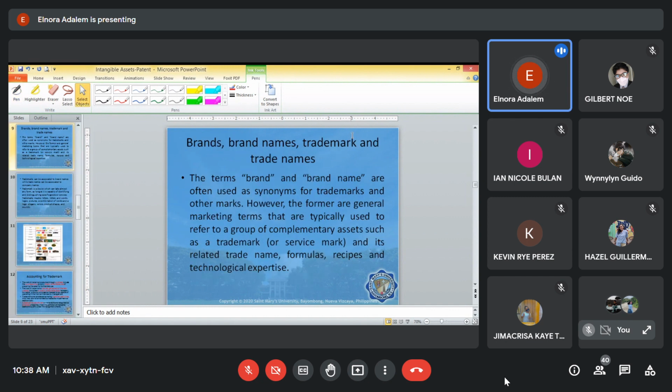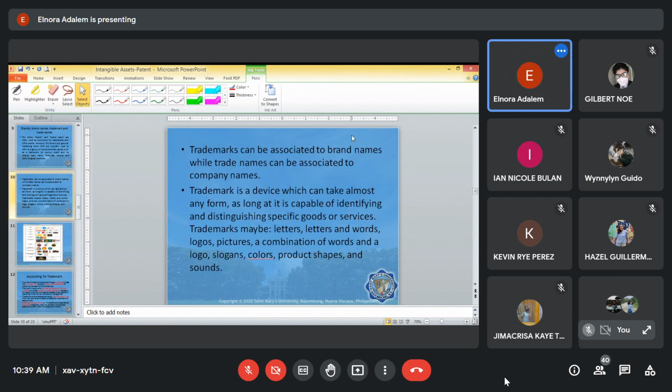So brands, brand names, trademarks, and trade names are all used interchangeably. However, the former are general marketing terms that are typically used to refer to a group of complementary assets such as a trademark or service mark and its related trade name, formulas, recipes, and technological expertise. Trademarks can be associated with brand names, while trade names can be associated with company names.